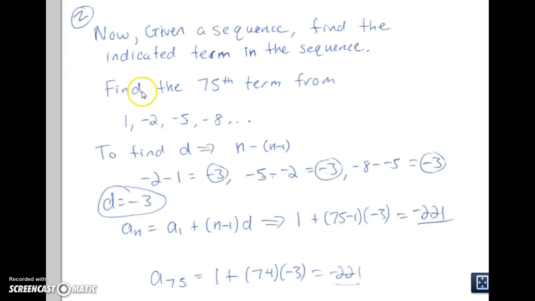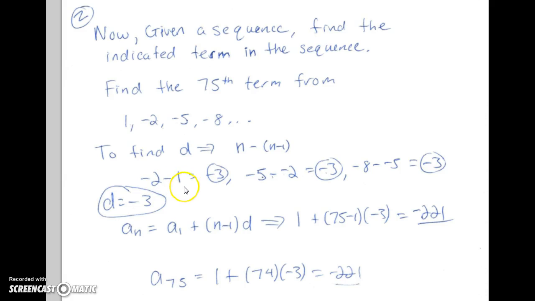Okay, now we're going to be given a sequence, and we need to find the indicated term in the sequence. In this case, let's find the 75th term. But here we're not given the common difference. So you're given a sequence. First, just make sure it's arithmetic. Okay? Make sure you have a common difference. And we do that by taking a term and subtracting the previous term.